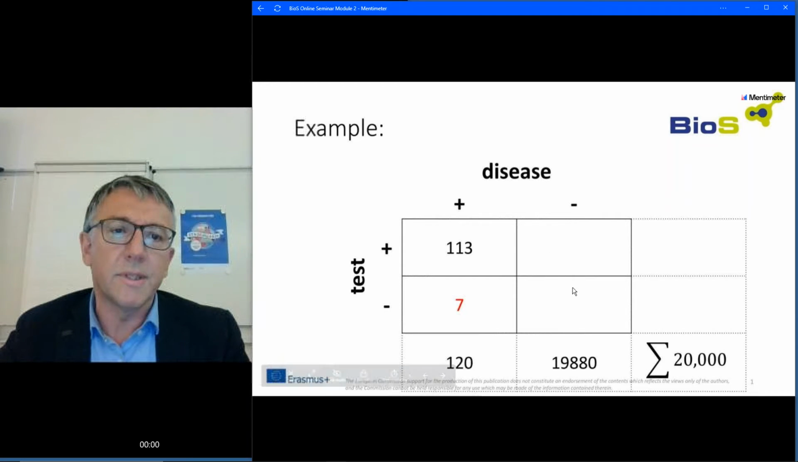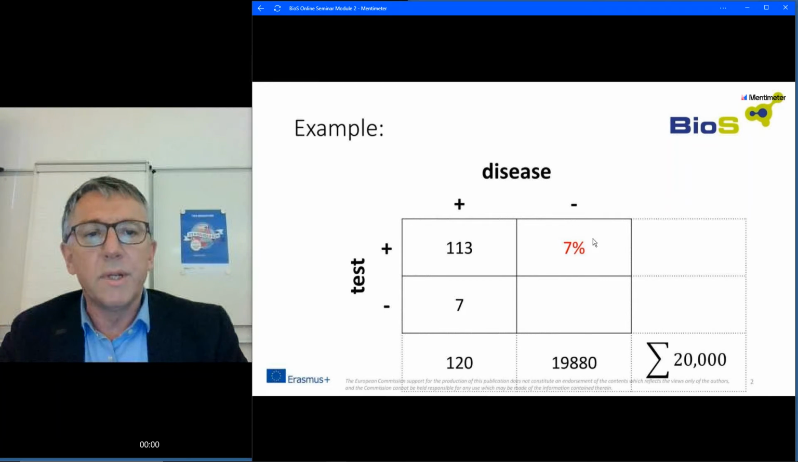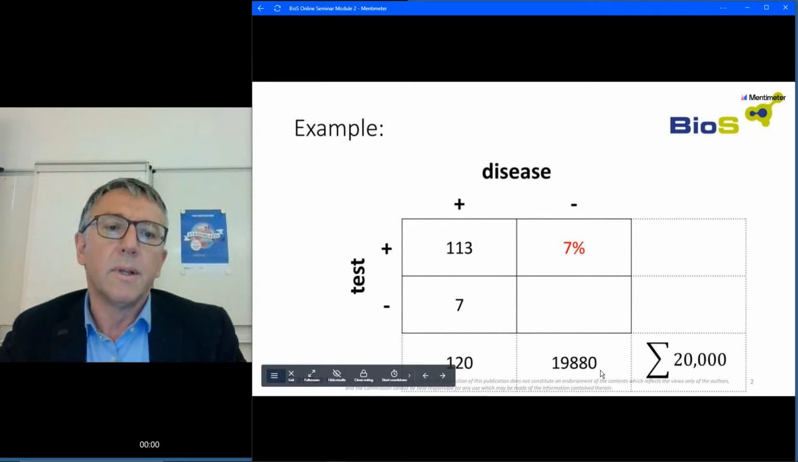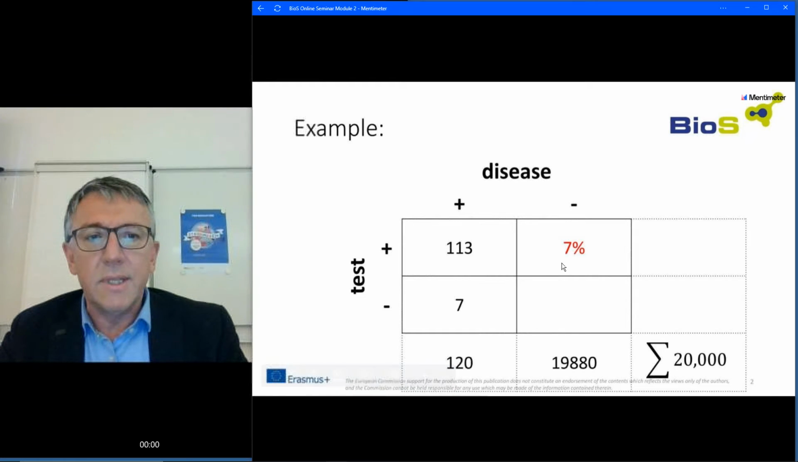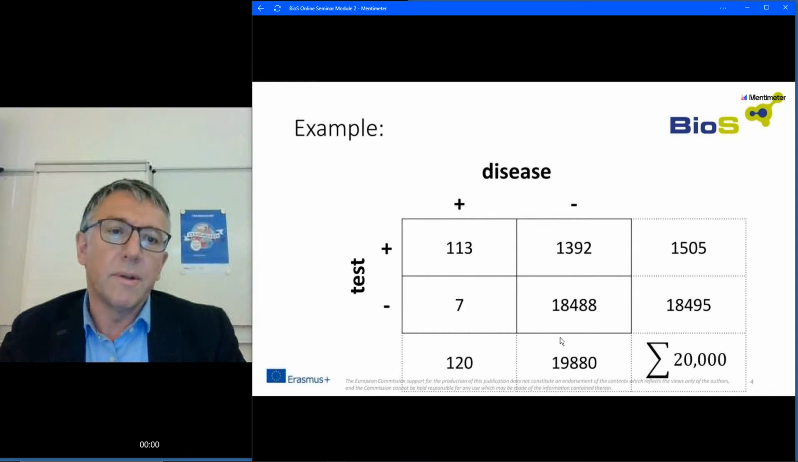the real problem. The real problem comes on this side, on the people who don't have the disease and are being tested. And here again, you have the specificity. This contains the people who don't have the disease. So 1 minus specificity, 7%. So 7% of those people who don't have the disease are being tested positive. So they are wrongly tested positive, and this number is 1,392 people. Correctly tested are those 93%, 18,000 people.